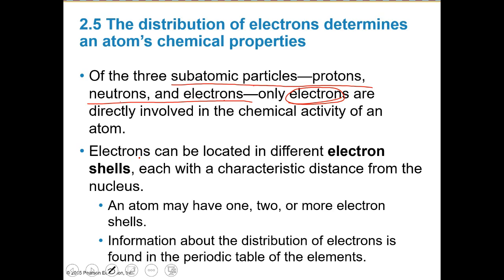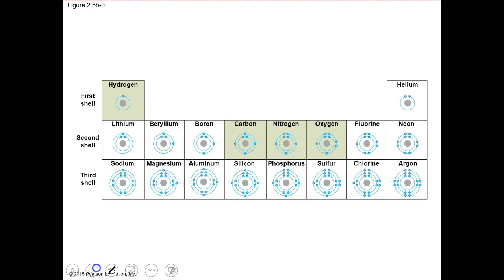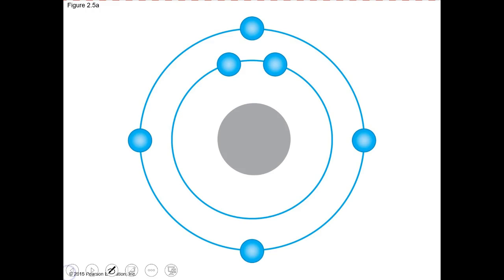Electrons can be located in different electron shells with different characteristic distances from the nucleus. An atom may have one, two, or more electron shells depending on how large that atom is. Information about the distribution of electrons is found in the periodic table of elements. The periodic table is just a well done thing. It's beautifully designed.